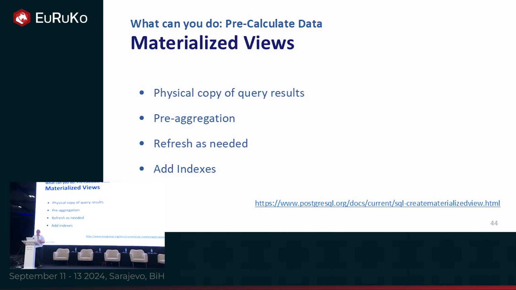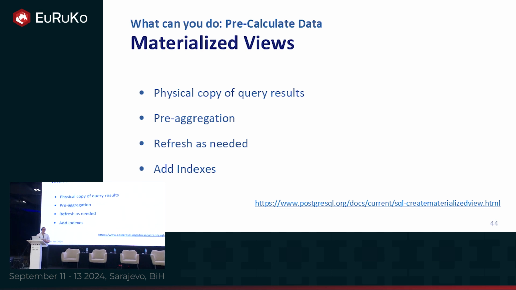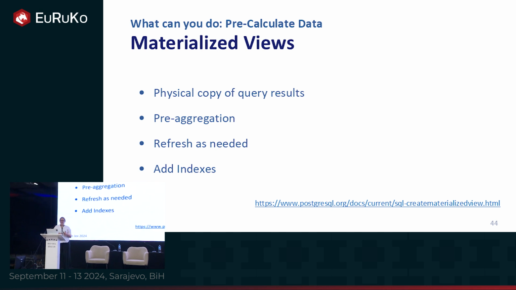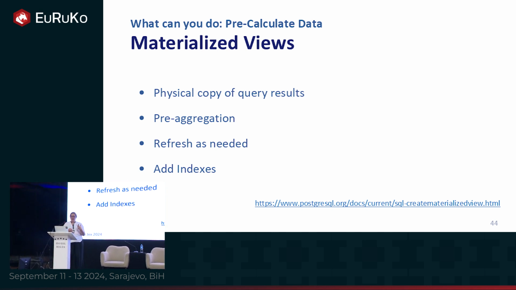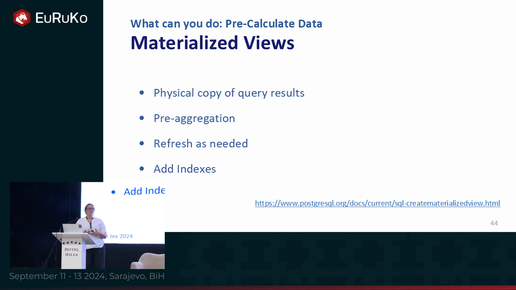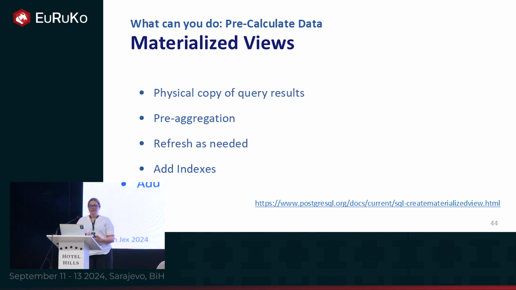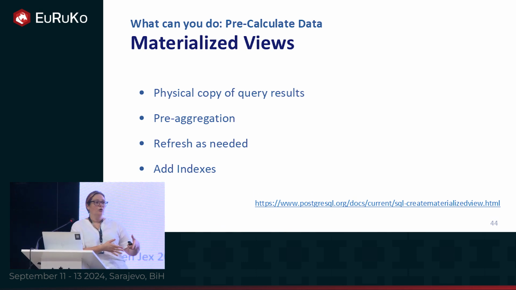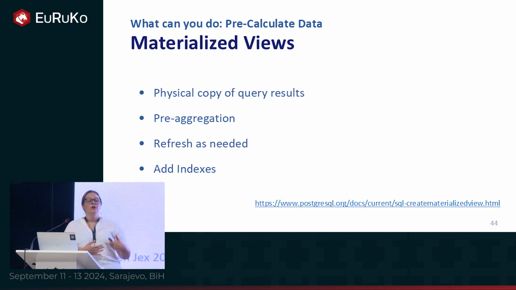A materialized view is a physical copy of the results of a query that can be queried just like a normal table. Materialized views are useful for pre-aggregating data, and they're particularly useful if you don't need completely up-to-date data. If, for example, data from 10 minutes ago, an hour ago, even a day ago is acceptable, you choose how often you want to refresh that materialized view to keep the data fresh enough for your reporting purposes. And you can also create indexes on materialized views to make them even more performant.